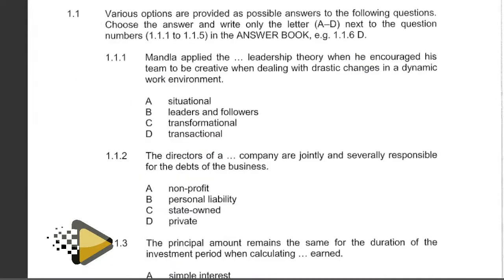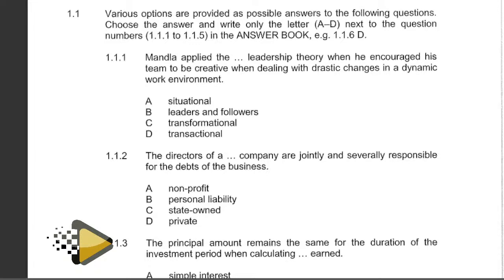Okay, right. So now let's check the first question under section A. And remember, grade 12, you should always bear in mind that section A is always compulsory. Okay, right. So now 1.1.1 reads as follows. Various options are provided as possible answers to the following questions. Choose the answer and write only the letter.